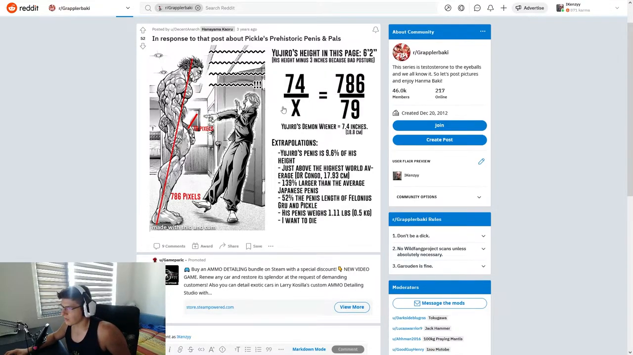So he pretty much used this method, he pretty much counted the pixels and found out that Yujiro is almost 800 pixels tall and his dick is about 80. So that's about 9.6% of his height. So that means that Yujiro's dick is going to be around 7.4 inches. But still, I don't think that that's accurate.